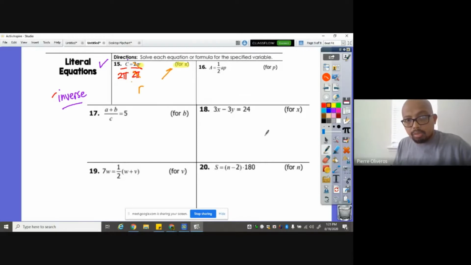Nope, nope, nope, nope. We're solving for pi, my bad. So we're solving for pi. The pi is right here. So I am going to divide by 2r. Divide by 2r. If I divide by 2r, this will cancel, that will cancel. What's left there in the middle is just a pi. So the answer is c over 2r.